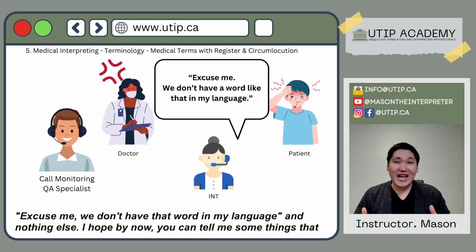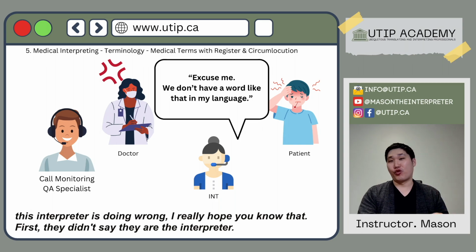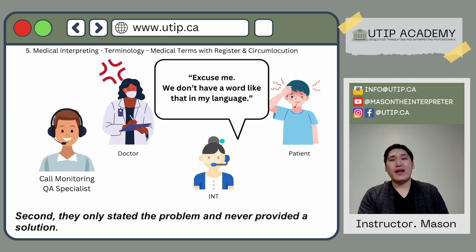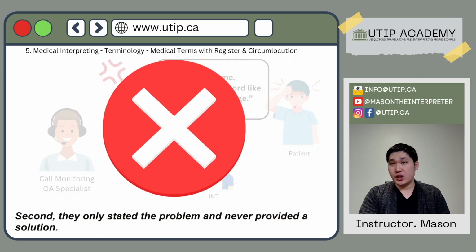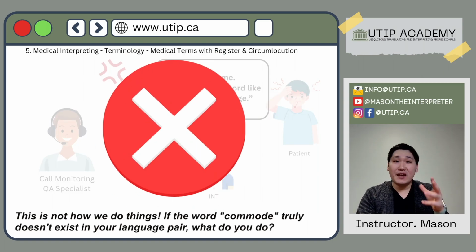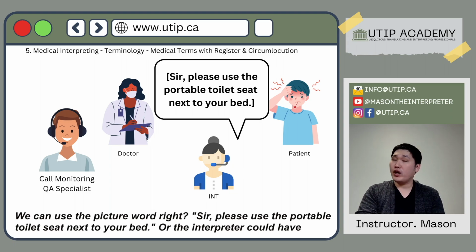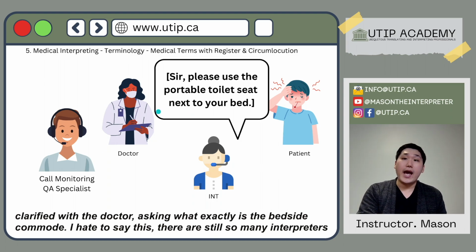I hope by now you can tell me some things that this interpreter is doing wrong. I really hope you know that. First, they didn't say they're the interpreter. Second, they only stated the problem and never provided a solution. This is not how we do things. If the word commode truly doesn't exist in your language pair, what do we do? We can use the picture word, right? "Sir, please use the portable toilet seat next to your bed." Or the interpreter could have clarified with the doctor, asking what exactly is the bedside commode.